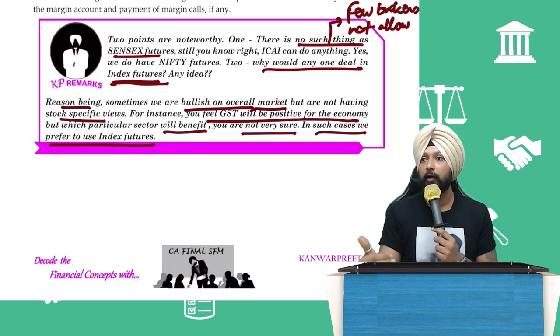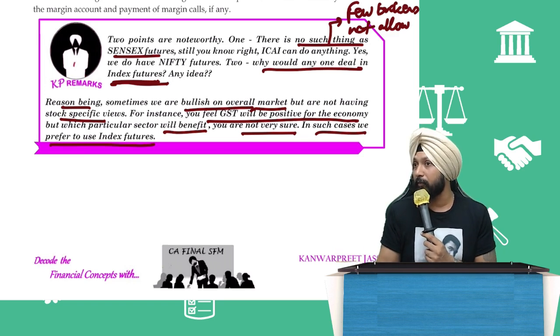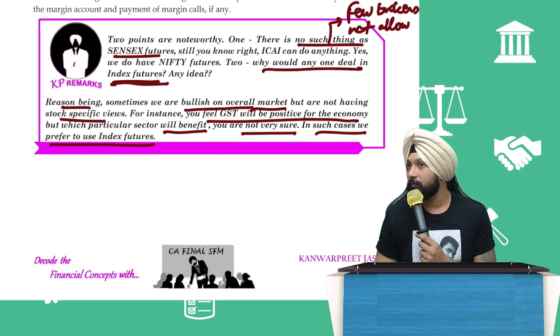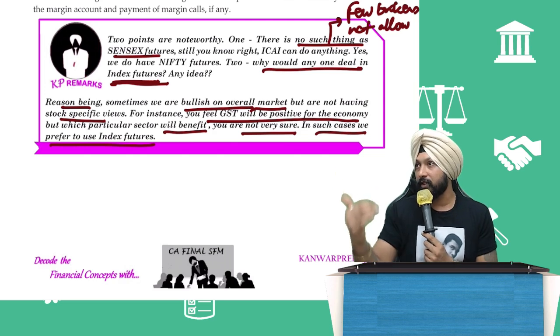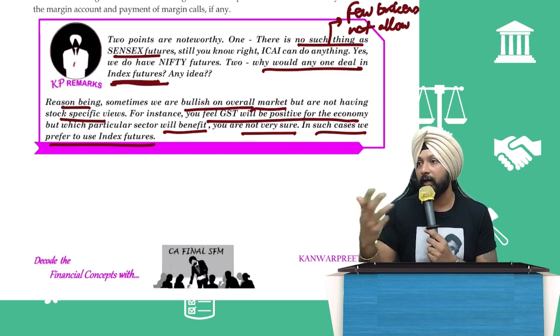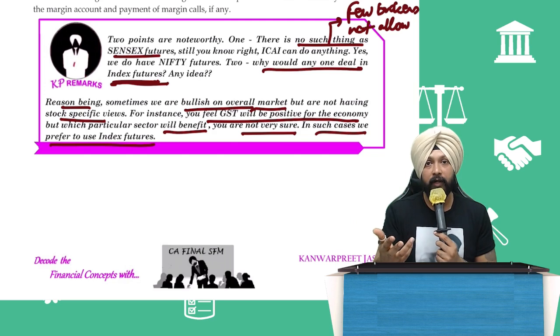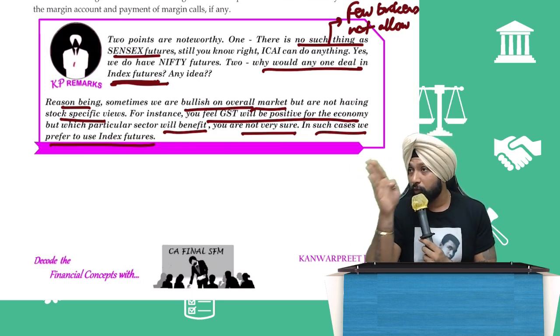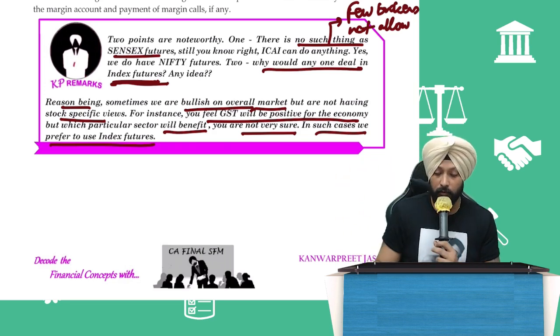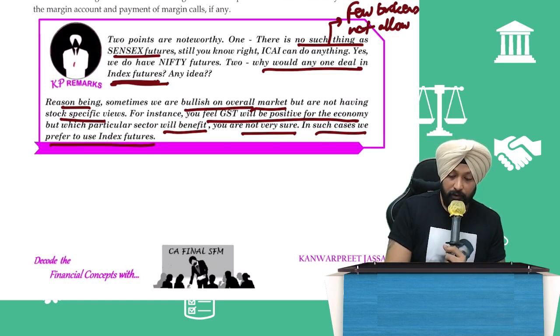RBI monetary policy will be a very good one. Interest rates will be cut down. Banking sector will flourish. Go for Bank Nifty. If interest rates come down, there will be more liquidity available in the market. Banks will be able to create more credit. So Bank Nifty will go up. So you're specific to that particular sector. Okay. Let's write the solution.